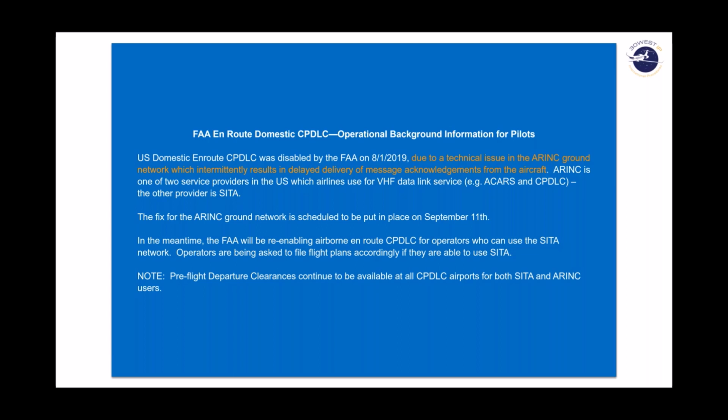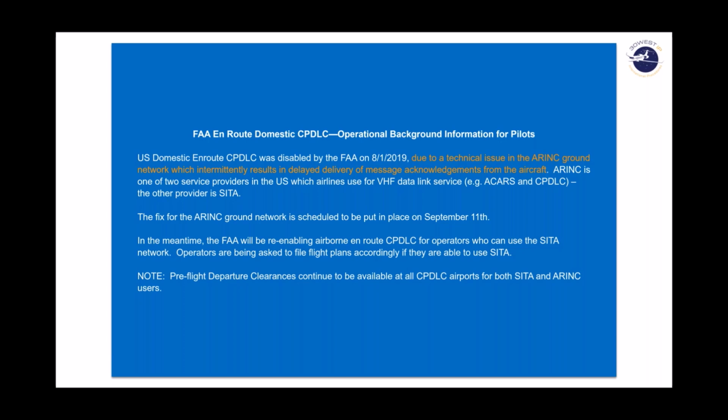And basically what was happening was a delayed delivery of message acknowledgements from the aircraft. So messages were getting to the aircraft in a timely manner. Just the delivery of the message acknowledgement from the aircraft was being delayed. As a result, controllers thought that possibly crews did not get messages. So as a result, operators that use the ARINC network for their data link services have been asked to not file those FANS E or FANS ER codes until the fix is put in place for this.